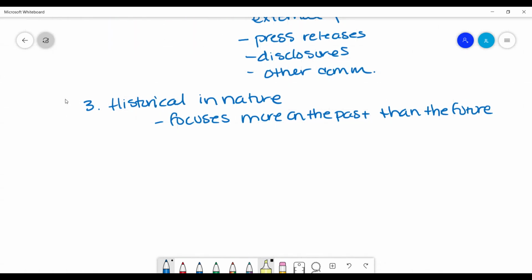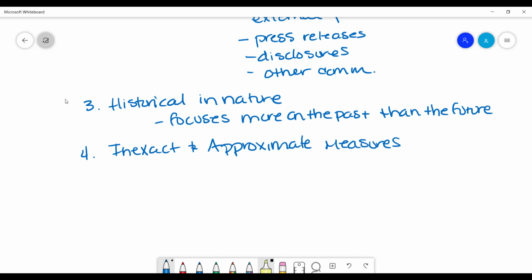Another characteristic of externally reported information is that it involves inexact and approximate measures. And I know this will make a lot of you uncomfortable, I'm sure. This is something that I struggled with when I was initially an accounting student: when we're looking at financial accounting, how in the world can we be talking about inexact measures and approximations?